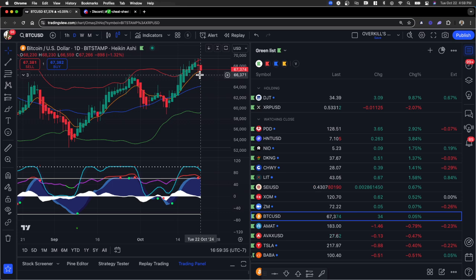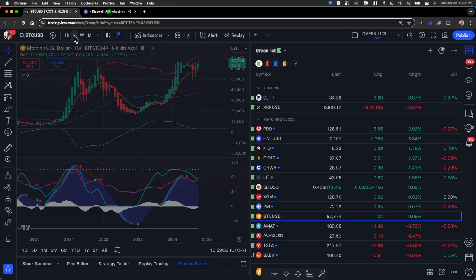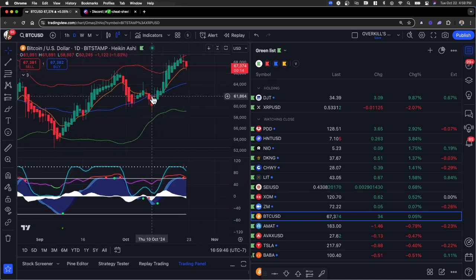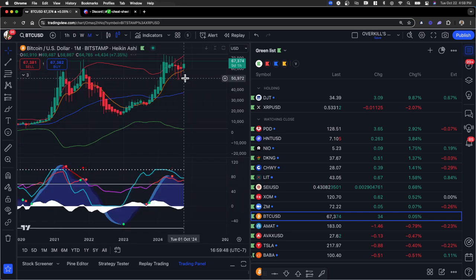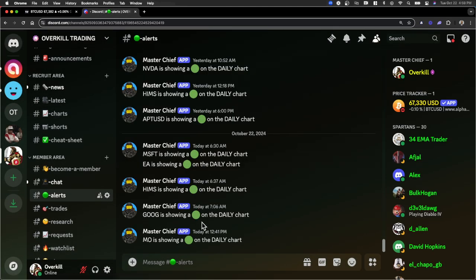Okay, so after you get that confirmation on the monthly, right? Boom. Okay, green candle on Bitcoin. Okay, you want to add it to your watch list, and then you want to wait for the pullback on the daily. Okay, because like I said, yes, we got a green candle here on the monthly, which was called out around 21 days ago in the Discord. And if you're in the Discord, you guys get all those alerts right here.